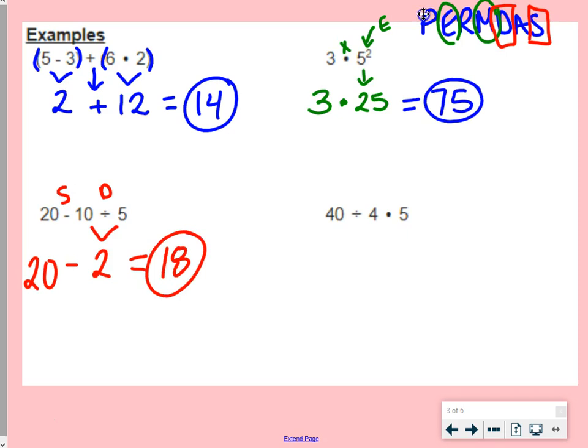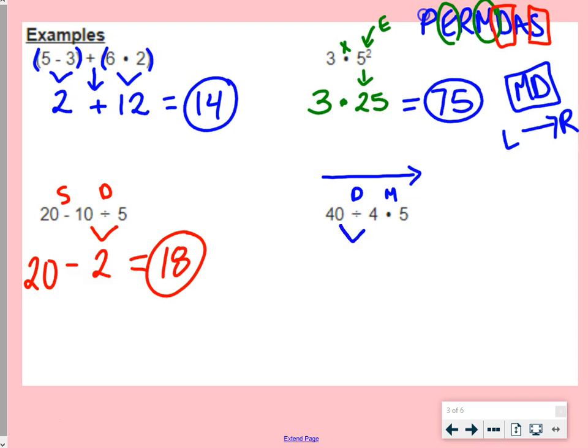Last problem here, we have 40 divided by 4 times 5. We have division and multiplication. But remember, multiplication and division are grouped together, and we go from left to right. So we're just going to do this problem in order from left to right. We're going to do 40 divided by 4, which is 10, times 5, which is 50.